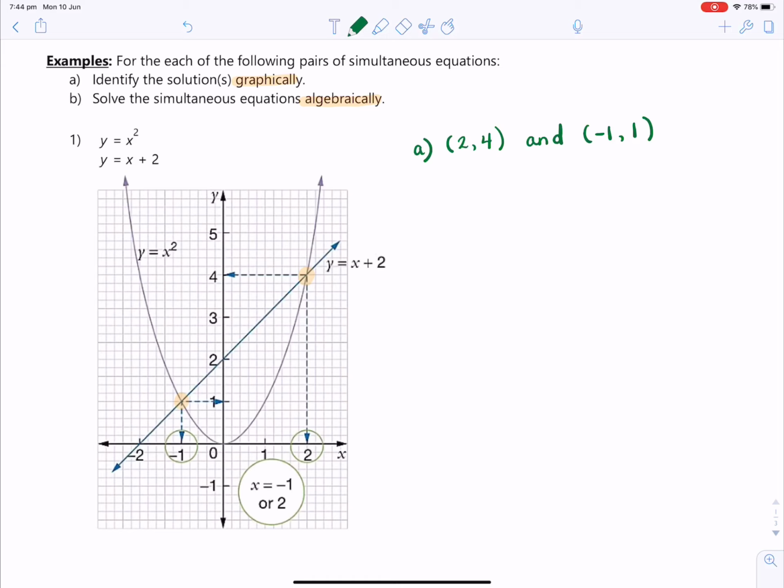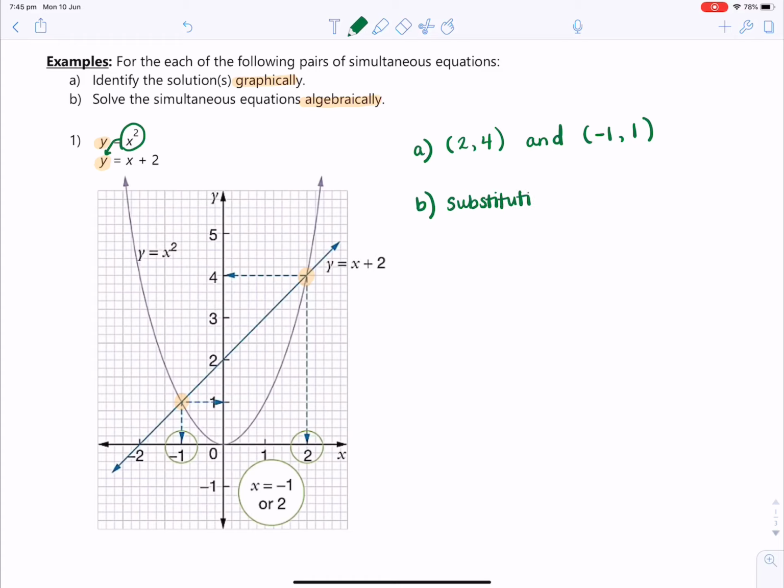I've solved this graphically. Now we aren't always given the graph of a pair of equations, so we need to know how to solve algebraically as well. To solve this algebraically, I'm going to examine my two equations. I'm looking for an opportunity to use the substitution method or the elimination method. I notice that in both equations, they are both solved for y. So I can take the expression that's equal to y in one equation and replace y in the other equation with that expression. So we're going to use the substitution method to solve this.